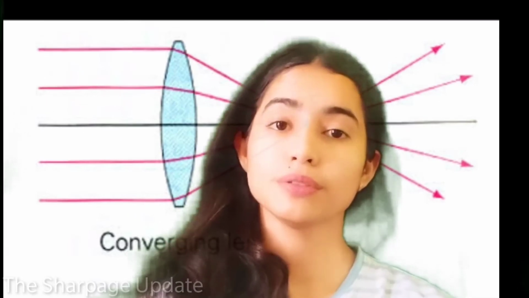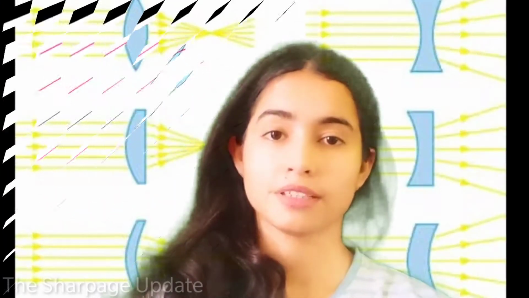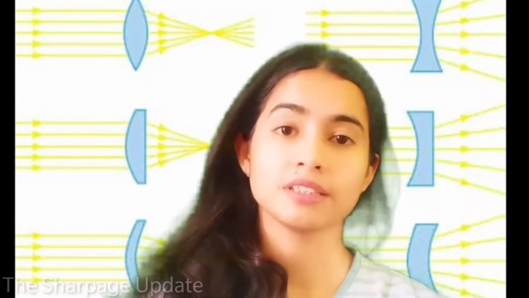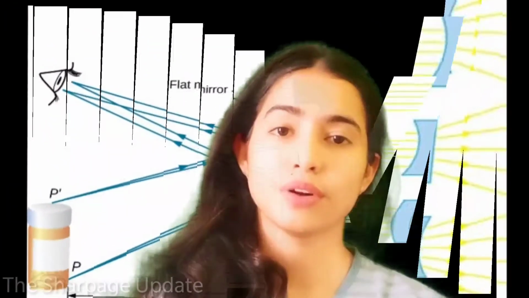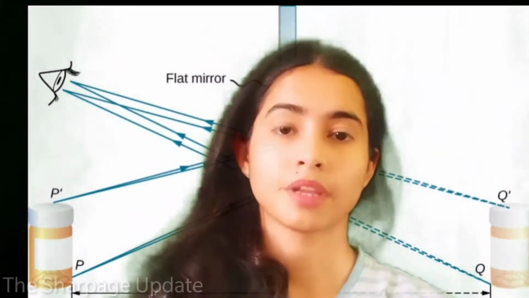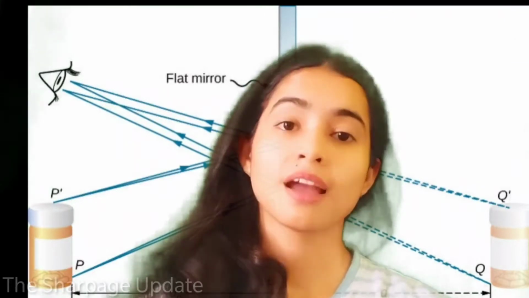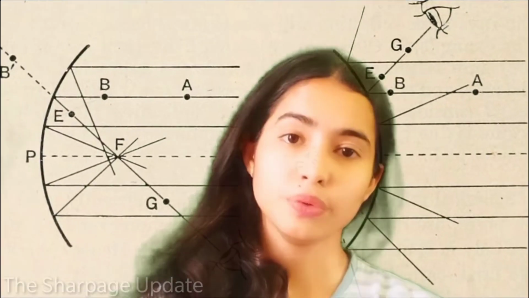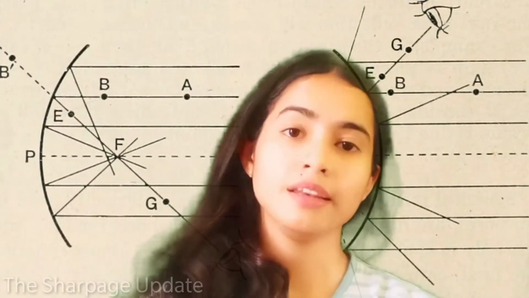Today, we are going to study about the convex mirrors, like what are convex mirrors and what are the uses of convex mirrors. Students, convex mirrors are the diverging mirrors. They are used as the rear view mirrors in our vehicles.